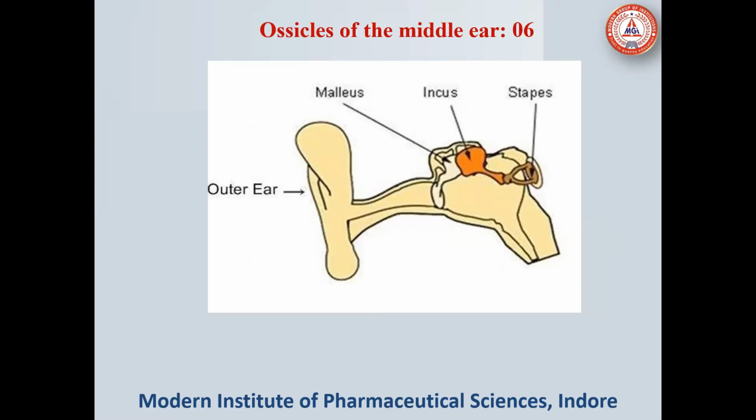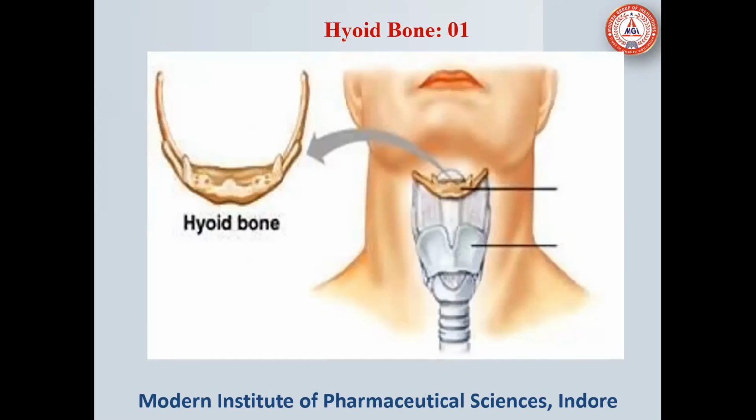Now, there are six bones known as ear bones or ossicles of the middle ear. Three are present in the left ear and three are present in the right ear. The names are malleus, incus, and stapes.